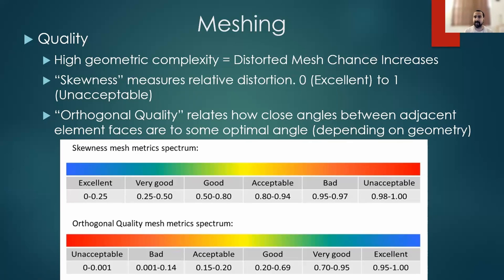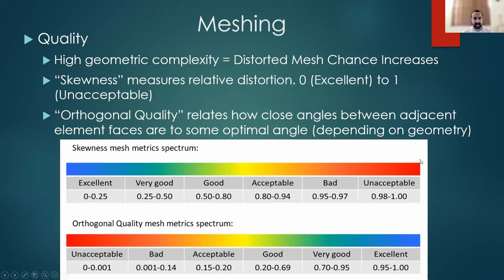But if for whatever reason you're doing some weird complicated curved surface, then the angle that it ends up making is not actually a perfect 60 degrees, in which case the orthogonal quality would be off. Orthogonal quality goes the opposite way from skewness. Zero is unacceptable, one is excellent. Usually I aim for 0.6 and above.